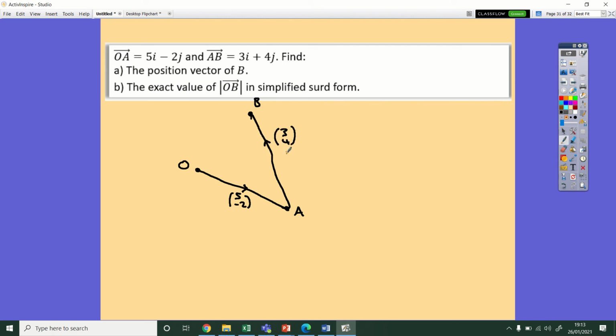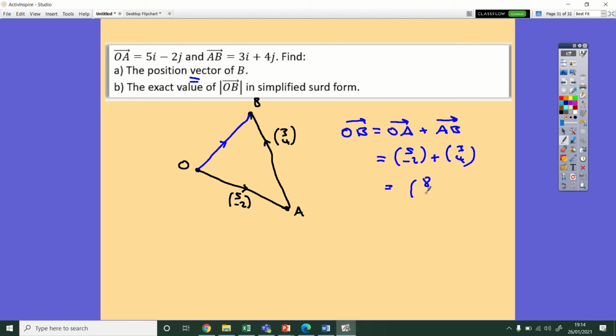That's 3, 4. And we want the position vector of B, which from the definition, that's just the vector O to B. That's this one. Okay, and then from the picture, it's O to A plus A to B. Okay, it helps to make this kind of linking chain of capital letters to get yourself from one starting position to the other. So what's this? O to A is 5, minus 2. AB is 3, 4, and we're adding them together. So that's 8, 2. And that's O to B.